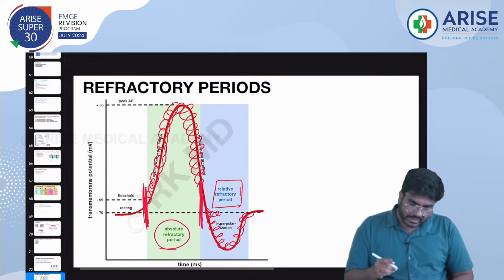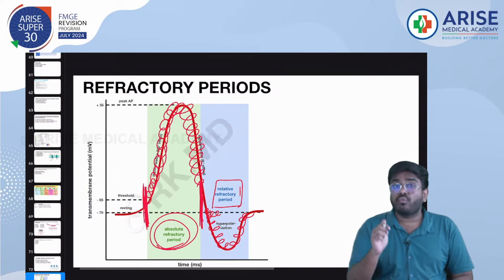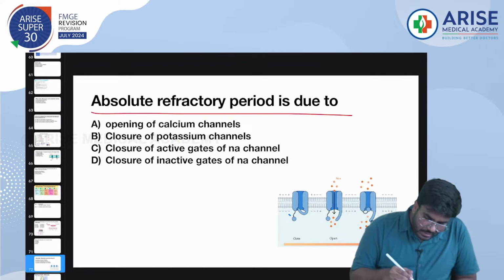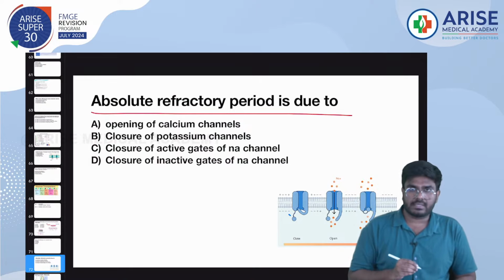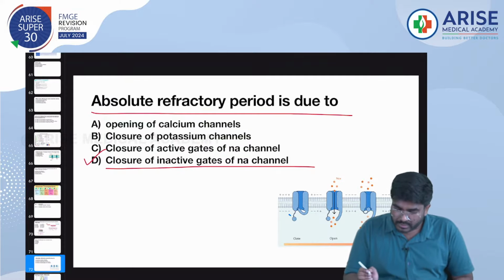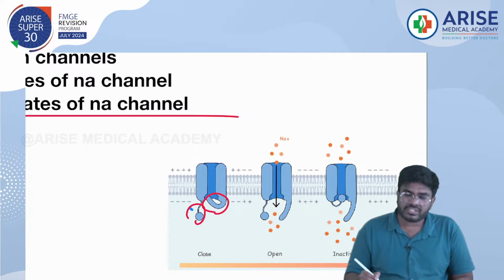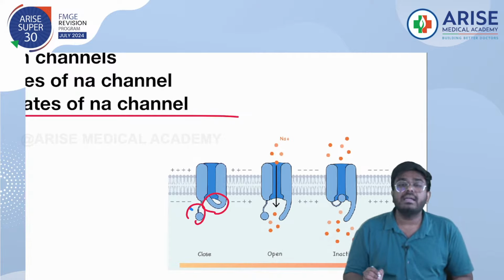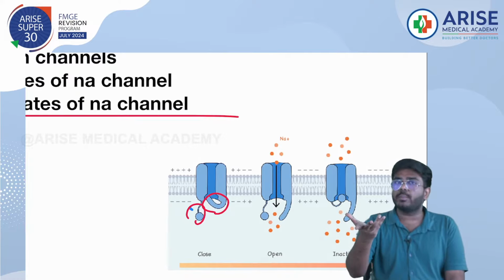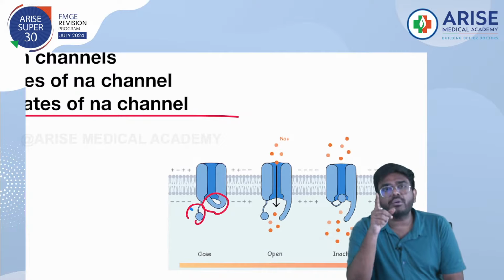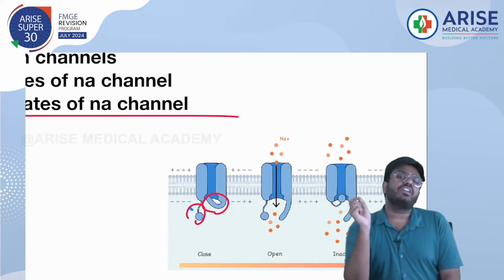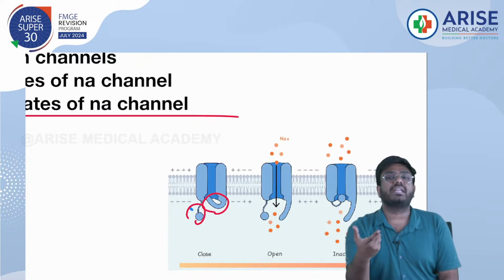Now, the question is, what is happening during the absolute refractory period? Why is there no new action potential generation? Because the inactivation gates of the sodium channels of the neurons are closed. Actually there is an activation gate and an inactivation gate. During the absolute refractory period, the inactivation gate is closed. Because it is closed, sodium can't come into the cell. Without sodium, there is no depolarization, no action potential. So the answer is that the inactivation gates of the voltage gated sodium channels are closed. That's why you cannot produce a new action potential.